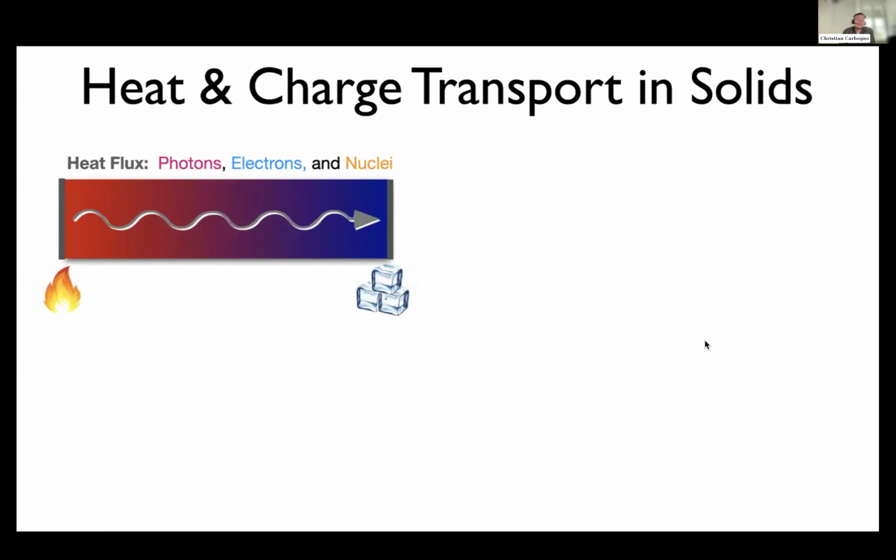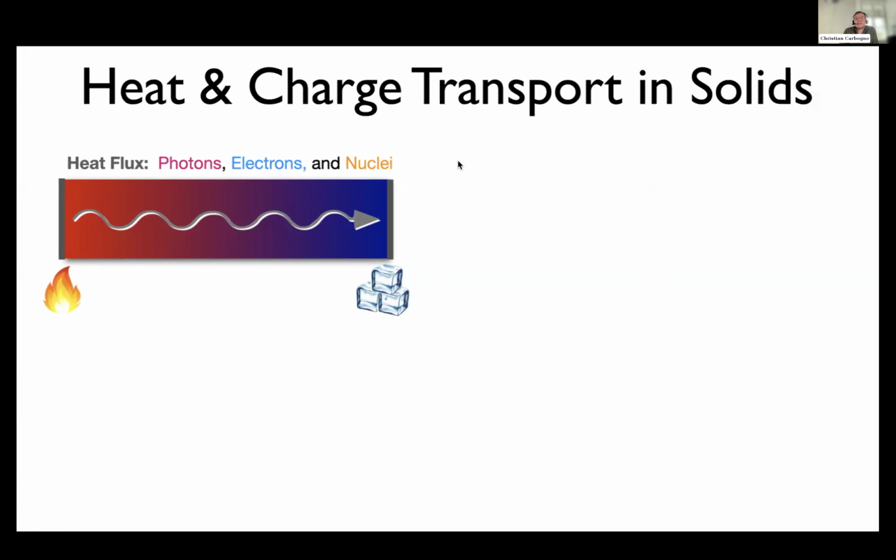When I'm talking about heat and charge transport in solids, I really refer to a bulk material. So think about a big piece of bulk that is hot on one side and cold on the other, and then naturally there will be a heat flux trying to reestablish thermodynamic equilibrium. And in principle, all particles that are able to carry energy are involved. This can be photons, electrons, and nuclei.